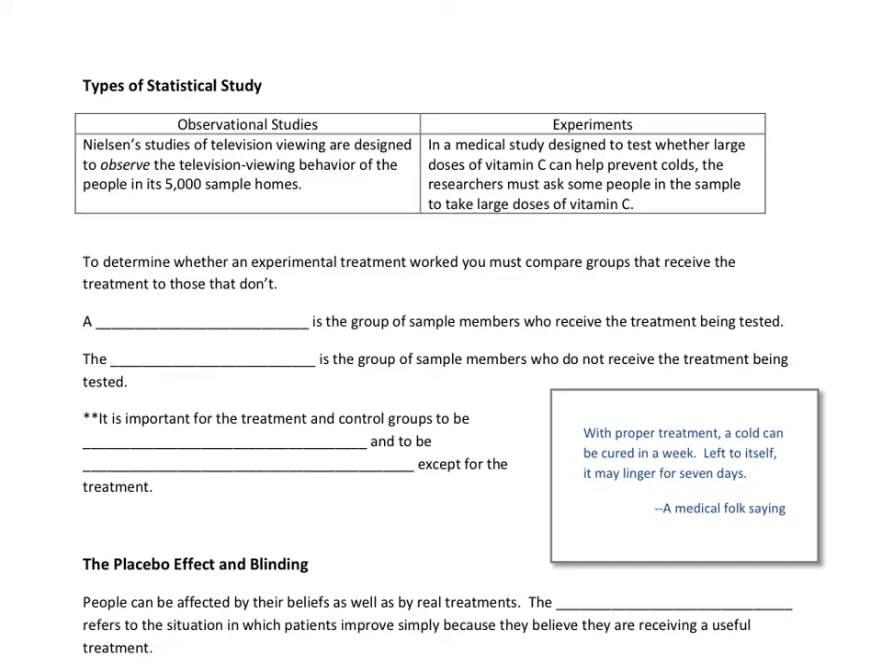So now that we have some sampling ideas and bias ideas out there, we can take a look at the different types of statistical studies. The first type we have here is an observational study. In an observational study, researchers simply collect data based on what is seen and heard, and then make a conclusion.